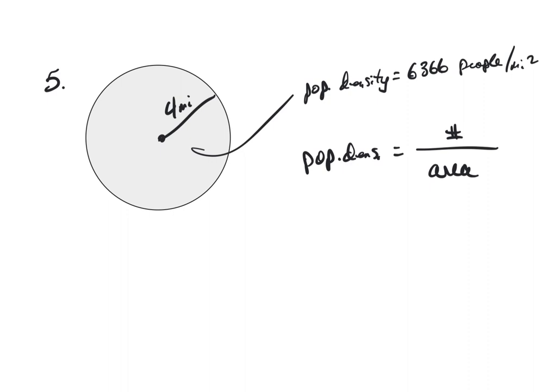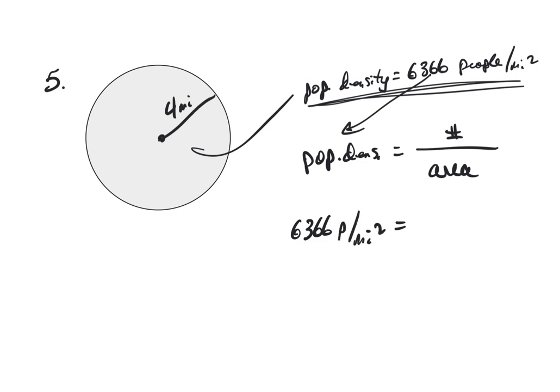Okay, so the idea is that population density is once again going to be equal to the number of people divided by the area. All right? Now, instead of finding the population density, they actually tell us that value. So we can replace population density with 6,366 people per square mile. On the other side of the equation, we do not know what the population in this region is. That's exactly what the question is.